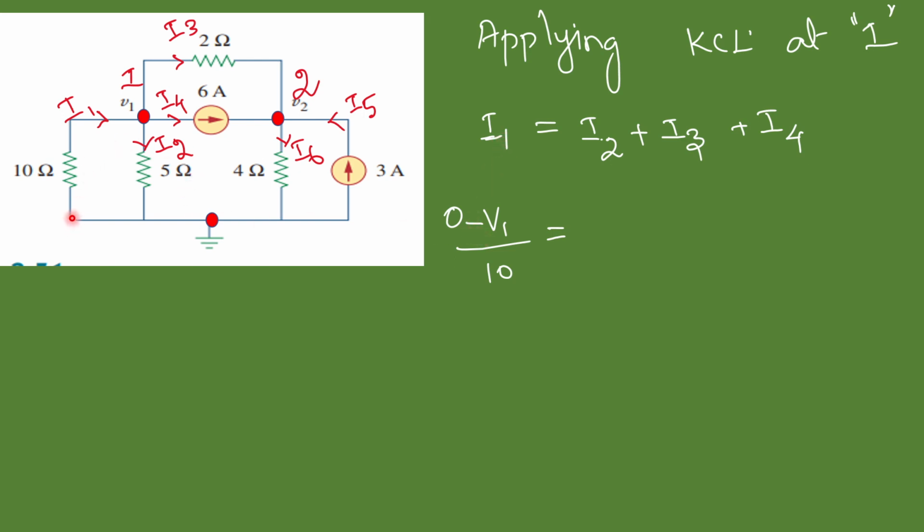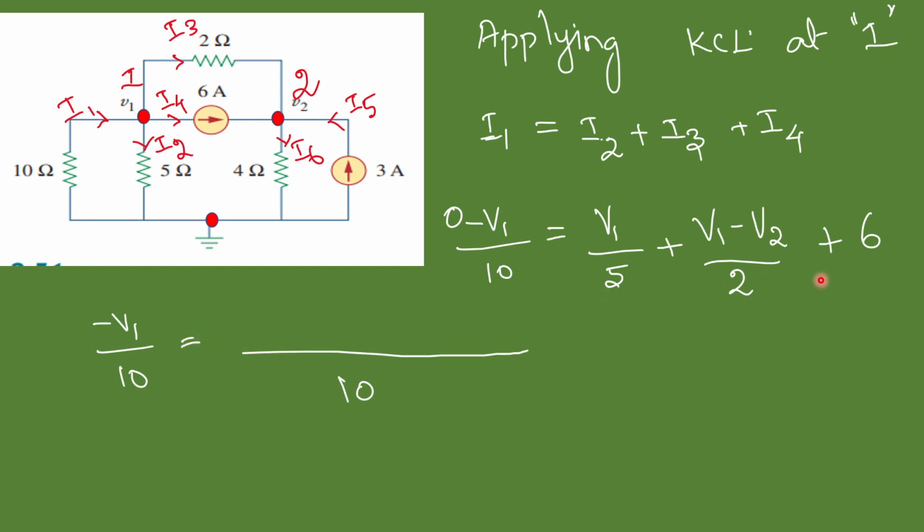Instead of I1, we can apply Ohm's law. Here it is 0 potential, so 0 minus V1 divided by 10 ohms, that is your I1. That is equal to I2, so this is I2, right? V1 minus this 0 potential divided by 5 because it is flowing in this direction. So that is V1 by 5. Then for this I3, it is flowing from here to here, so we have to write it as V1 minus V2 divided by this 2 ohm. Plus this I4 is nothing but the 6 amp current. Okay. So now it is minus V1 by 10.